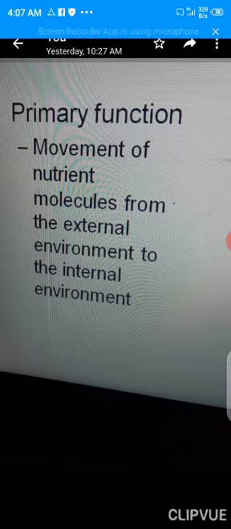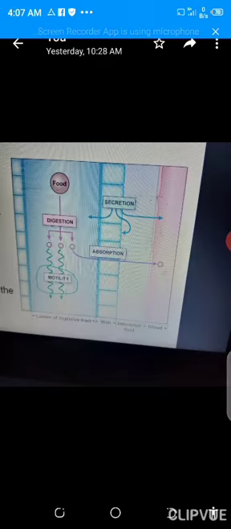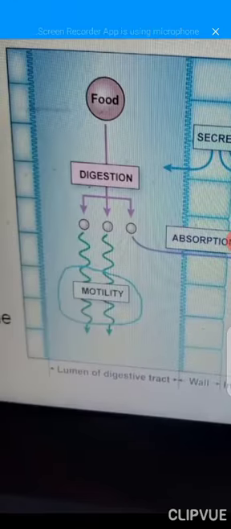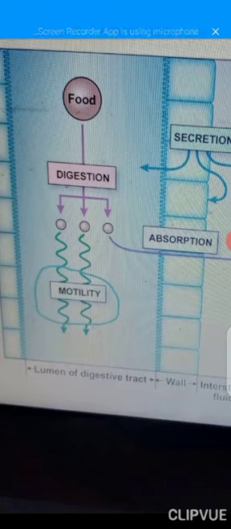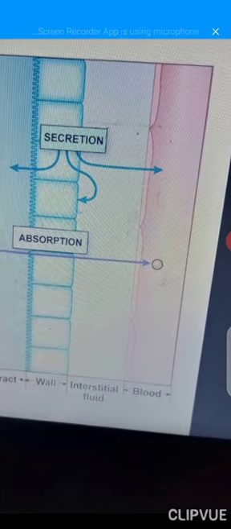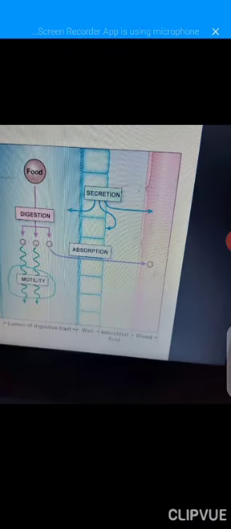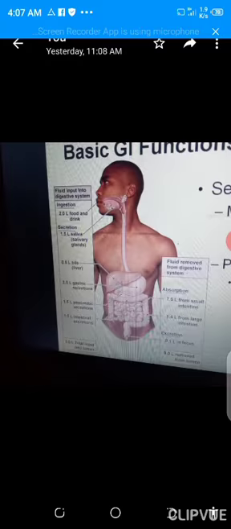The primary function of GIT is actually to move nutrients from the external environment into the body. Which nutrient are we talking about? We're talking about the nutrient from the food that we consume. When we consume food, the food is digested, then absorbed. The absorbed food in the blood will be carried by the blood to various parts of the body where it will be used. That's actually the primary function of GIT.